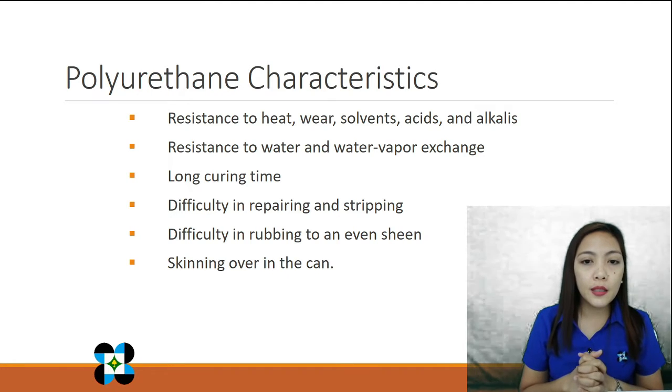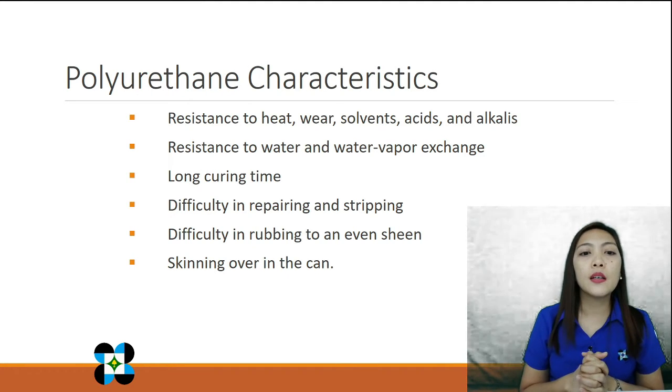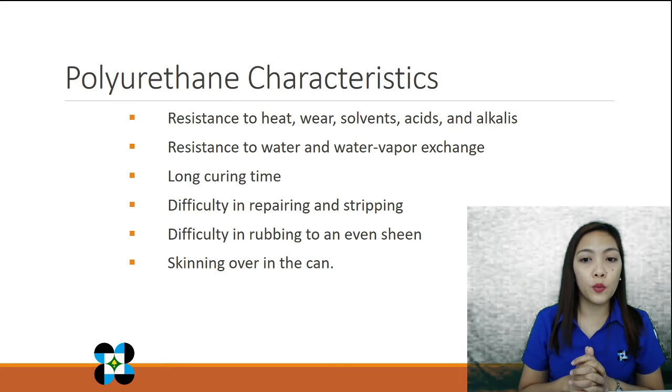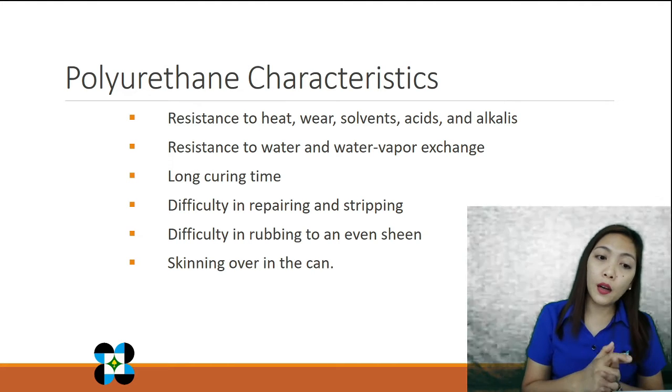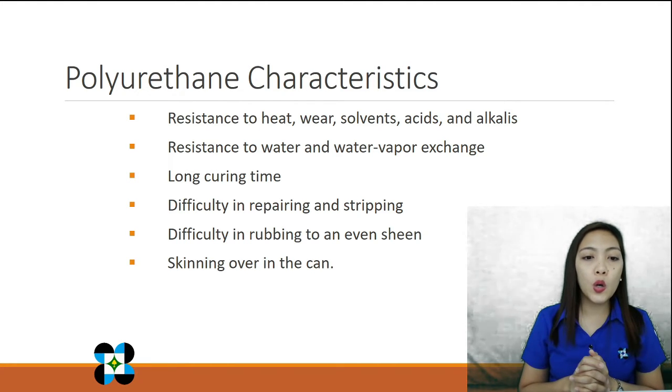So, ang characteristics naman ng polyurethane is it has high resistance to heat, water, solvents, acids, and alkalis. Meron din siyang resistance to water and water vapor exchange. However, compared with lacquer, for instance, it has a long curing time. Mas difficult siyang i-repair and strip. Difficult to rub if you want to increase the level of gloss. And it has this tendency to skim over sa can.